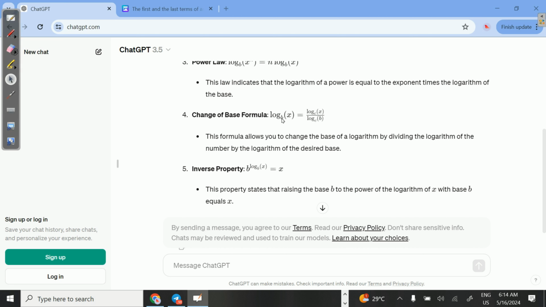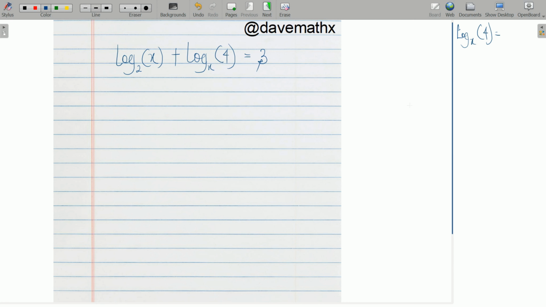Using the rule, which is the change of base formula. This allows you to change the base from base x to base 2. And now I can write log 4 base x as log 4 base 2 over log x base 2, where 4 is the numerator and x is the denominator.